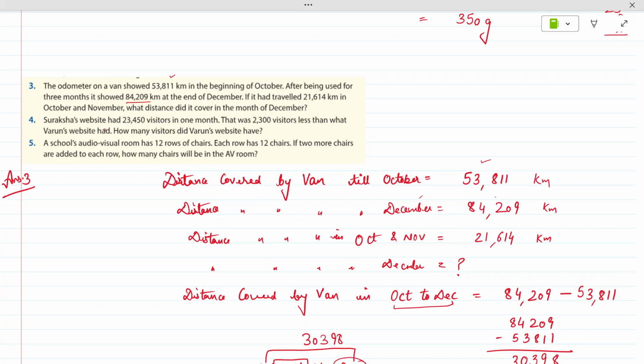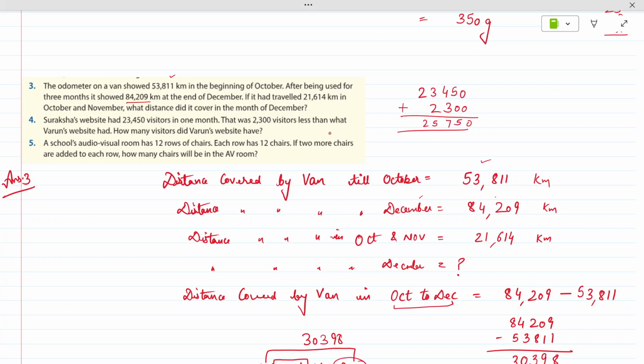Okay, so Suraksha's website has 23450 visitors, and it is 2300 visitors less than the Varun website. And we have to find how many visitors Varun's website has. So it's very simple. Varun's website has 2300 visitors more than this because she was having less. That means if we add these two, this will give us a number which will tell us the visitors in Varun's website. So this is 0, 5, 7, 5 and 2.